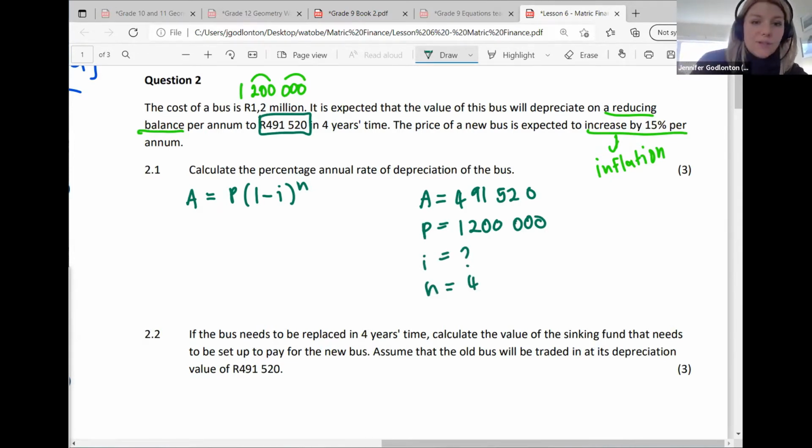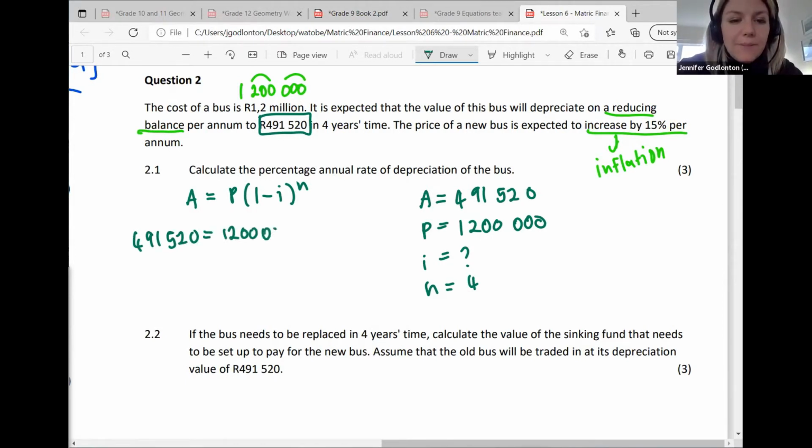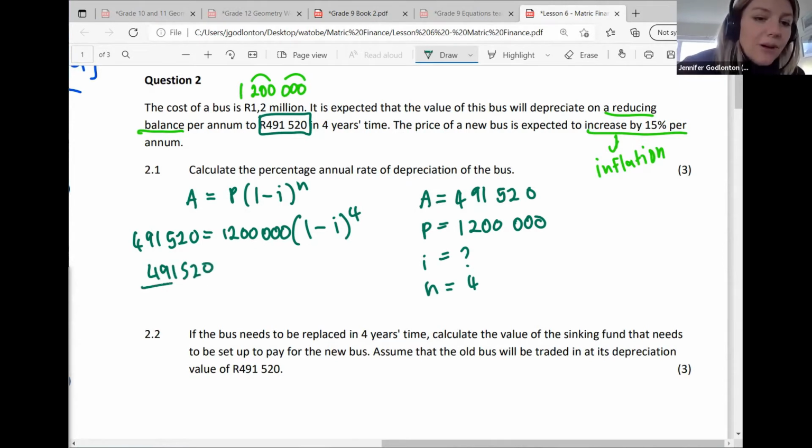So we're just going to put that straight into our calculator and we should get a value. So, let me just put this into our formula so you can get an idea of where things would be. 1.2 million (1 minus i, which is what we're seeking)^4. Now, when we manipulate this, the first thing we would do is divide this 491,520 by the 1.2 million. Okay. And then we would be left with (1 minus i)^4.